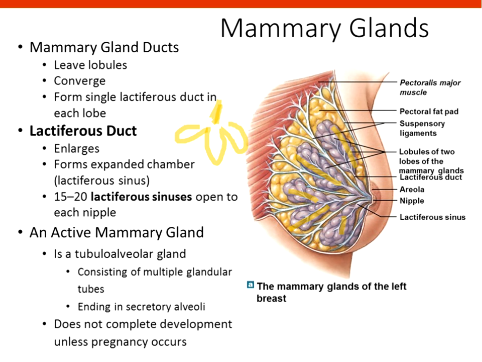And they each connect into a system where the cells' secretions fall into a tube, and then those tubes collect, and then they form eventually those lactiferous ducts and lactiferous sinuses. Okay?